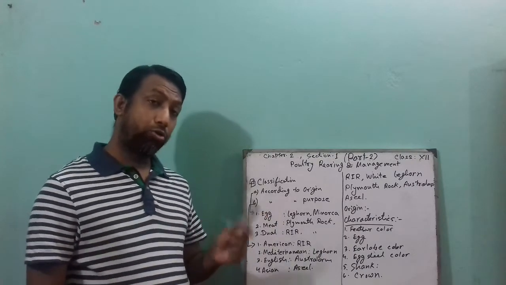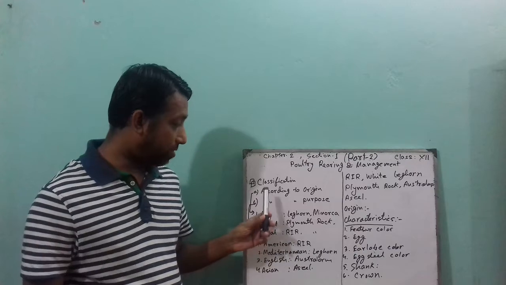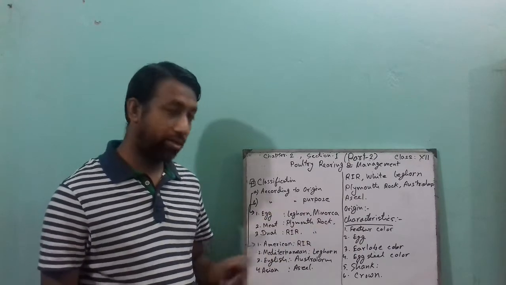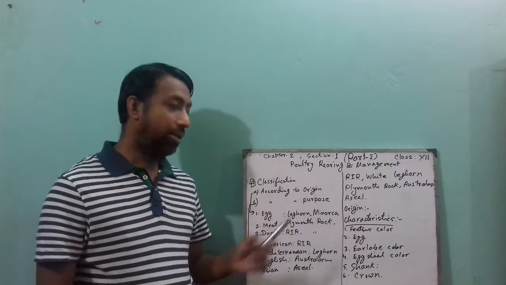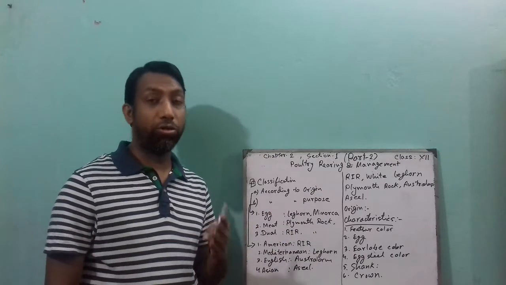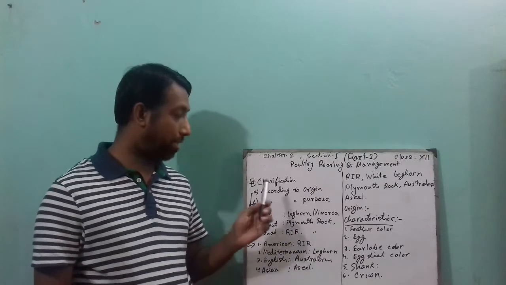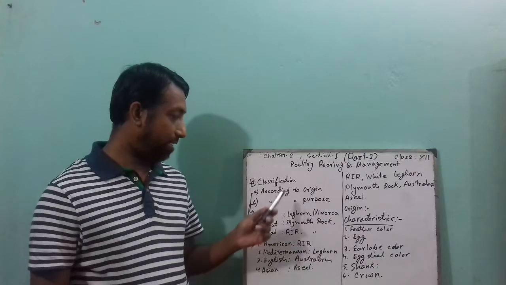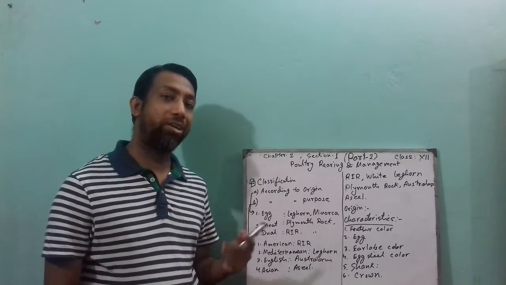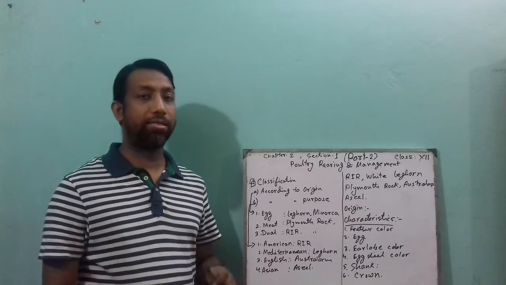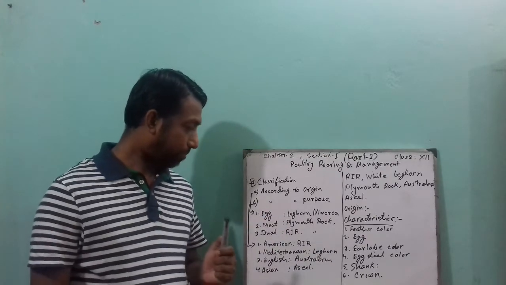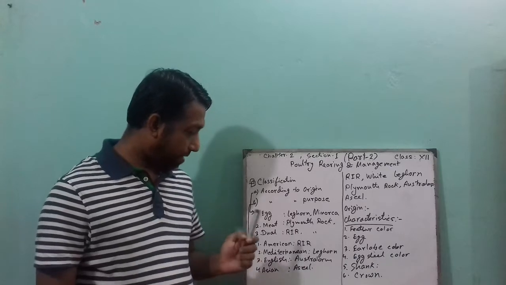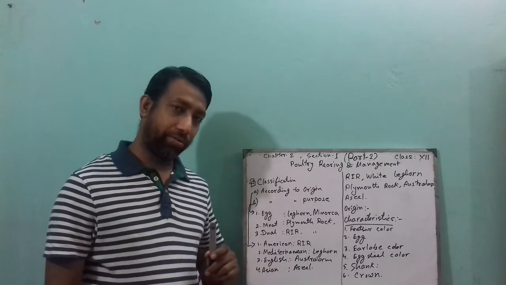There will be two classifications: one is according to origin, the other is according to purpose. That means where the poultry comes from is why the origin classification exists. The second is what you need the poultry for, that is the second classification of poultry birds. First one is according to the origin.